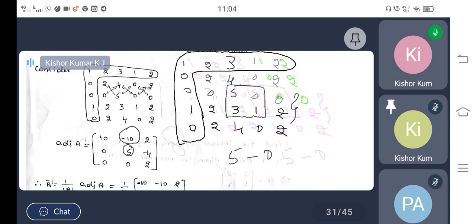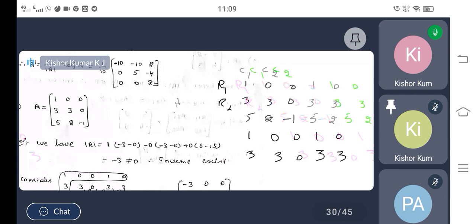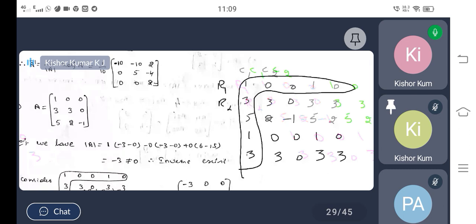So after this, I am going to repeat the C1 and C2. 1, 3, 5. 0, 3, 2. So this is C1 and C2 I have repeated again. And after this, I need to repeat the R1 and R2 elements. Repeat R1 and R2, you will get 1, 0, 0, 1, 0. 3, 3, 0, 3, 3. So after considering this, you have to delete the first row and first column elements. Delete all these elements. Don't consider this.